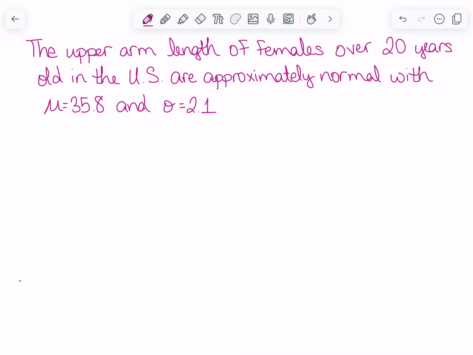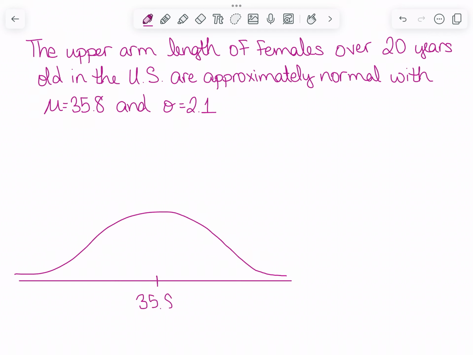The upper arm length of females over 20 years old in the US is approximately normal and has a mean of 35.8 centimeters and standard deviation of 2.1 centimeters. Before we get into this problem, my first step is going to be to draw and label my curve. Here, I have an approximation of a normal curve, and at the center is going to be my mean, 35.8. I'm then going to add 2.1 to get my next tick mark. 35.8 plus 2.1 is 37.9. Adding 2.1 again gives me 40, and then one more time gets me to 42.1.